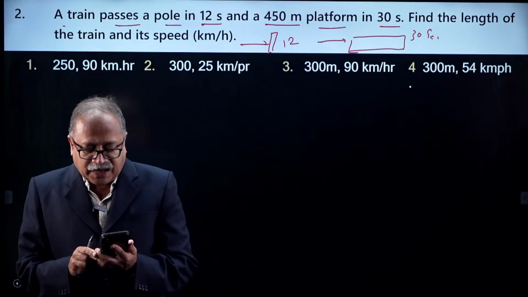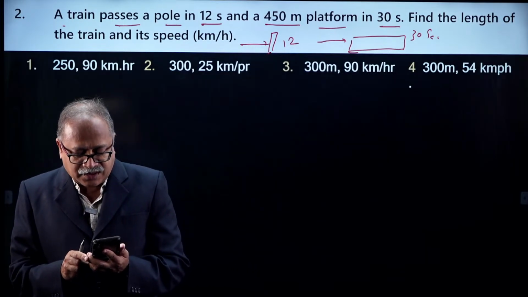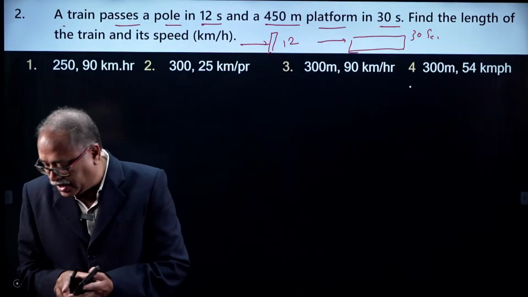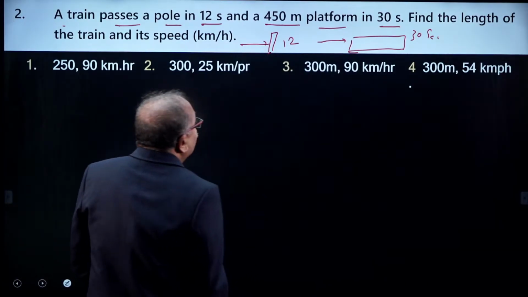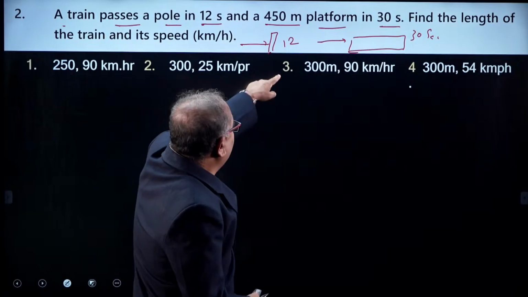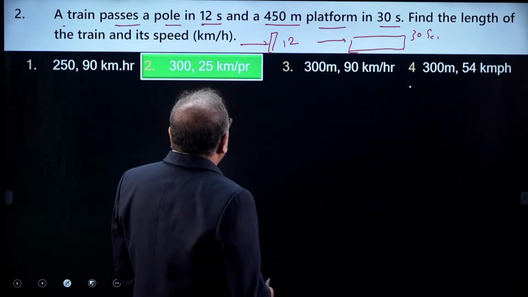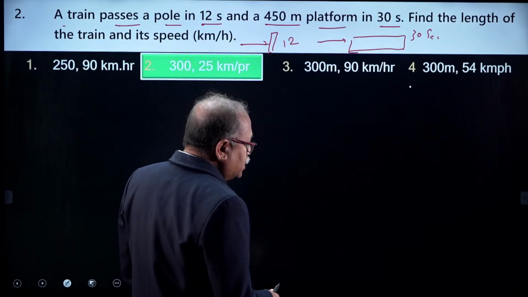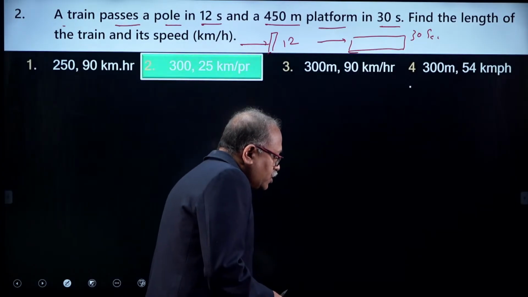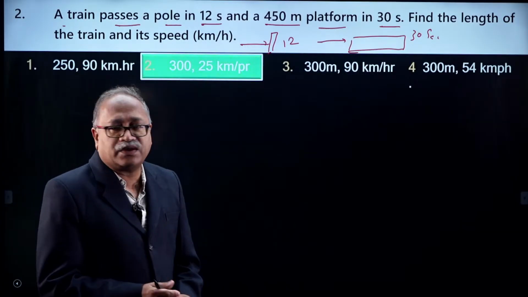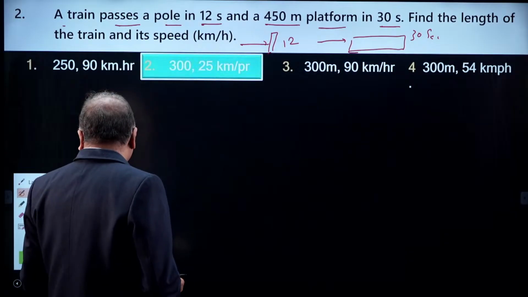Okay, and Prabhu has said 300 kilometer and 90 kilometer per hour. So let me check that Prabhu is correct or not. 390, option choice 3. It looks like option choice 2. Okay.